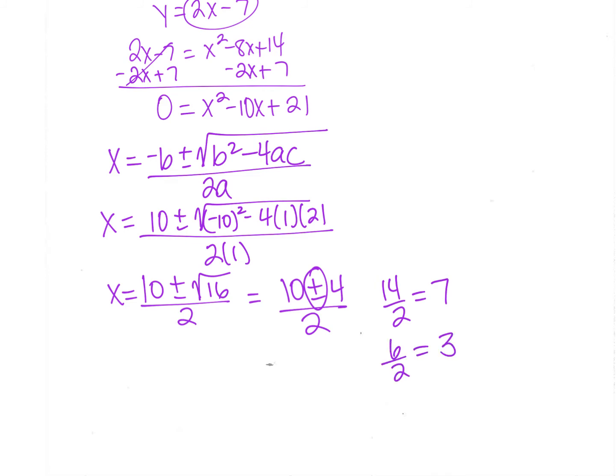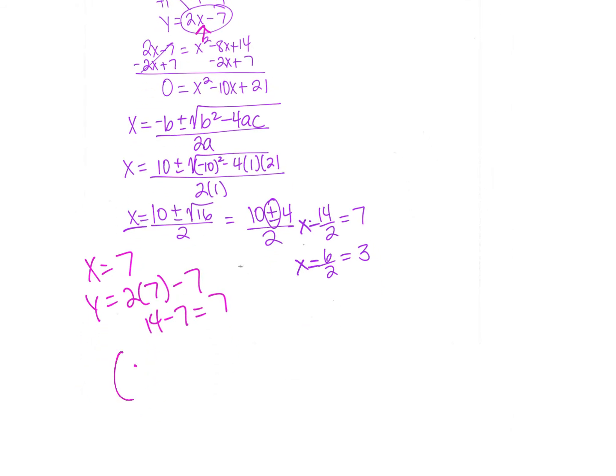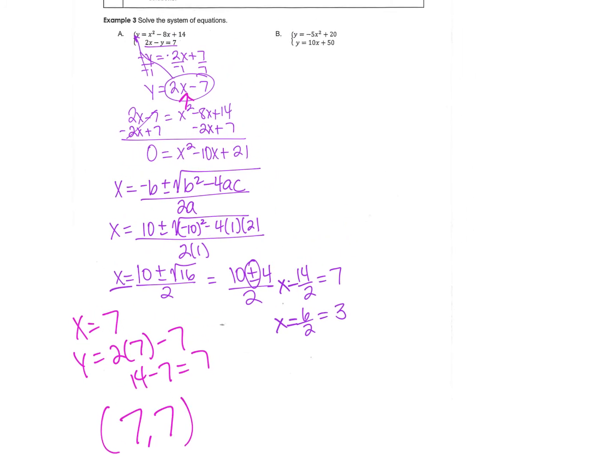So I found the 2 x values. Whenever I have my x, because that's what we solved for, we're going to substitute that in up here, and then that should give us our y. So when x is 7, that's 14 minus 7, which is 7. So there's a point, 7, 7 for the solution.